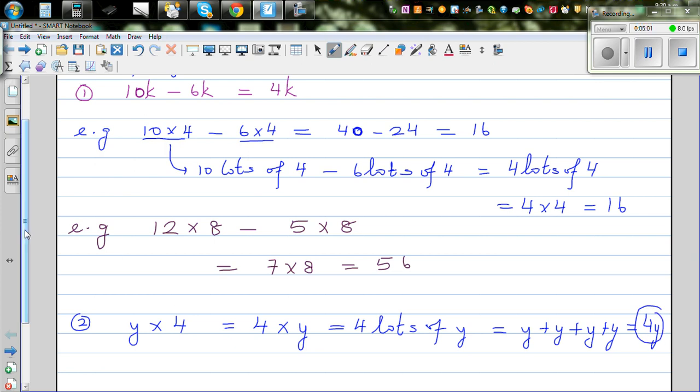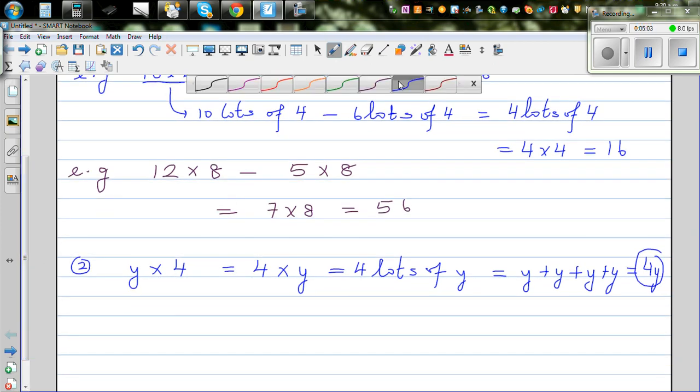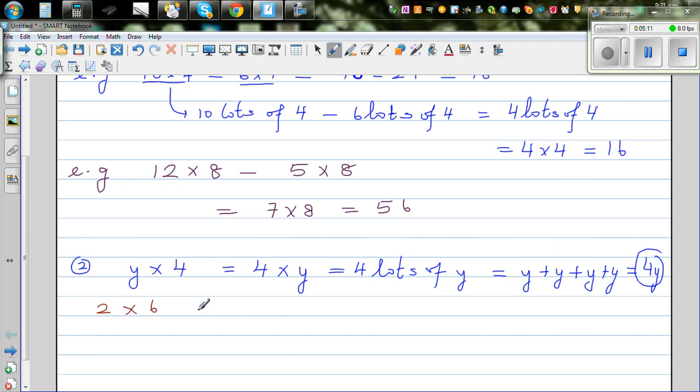Okay, so again, it's always good to go back to number. Suppose this is 2 times 6. Okay, so what does this mean? This means 6 lots of 2 or 2 lots of 6. So you can say this is 2 lots of 6.